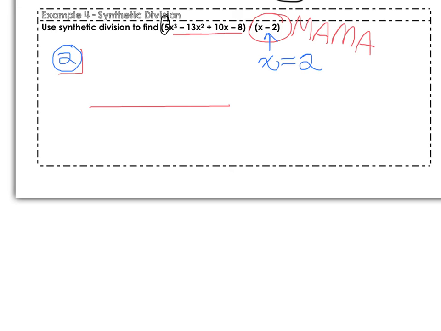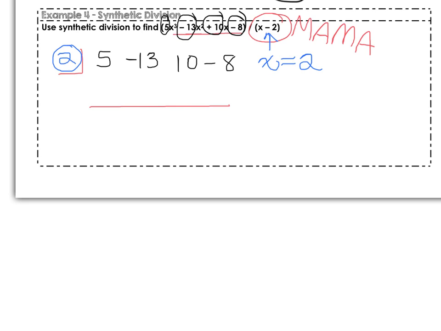Now the coefficients of my polynomial are going to go inside up top. So 5, negative 13, positive 10, and negative 8. Now it's important to notice that in the example provided in the textbook, all of my coefficients were present, which means I wasn't missing an x squared term. If I was missing a term, it'd be because its coefficient was 0.